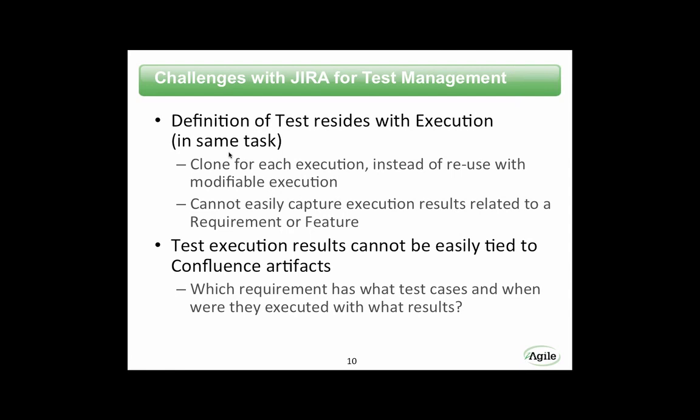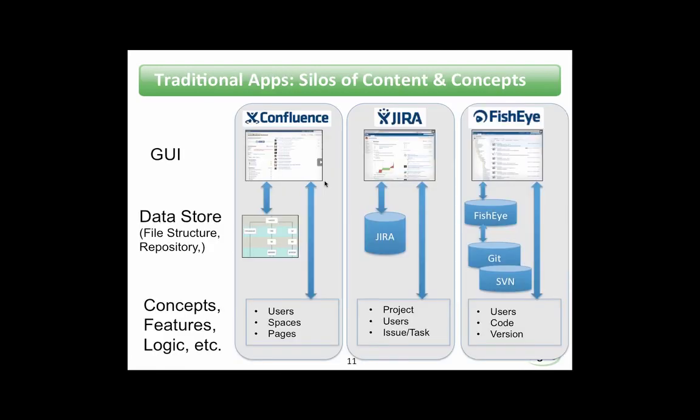So now I'm going to start describing the magic of how Wikidsmart works. And to do that, I'm going to take a step back and say, where are we today? If you look at traditional applications as they are today, we have that same old famous concept of silos, of not only content, but also concepts. So if you look at a wiki, you've got the GUI, you've got the data store. In the Confluence situation, it's a file structure. And then you have the concepts of users and spaces, etc., and pages.